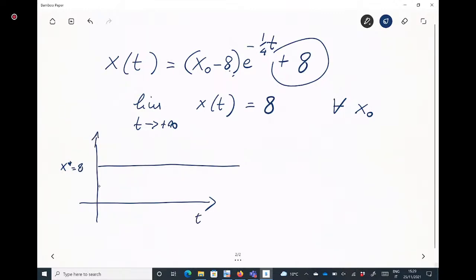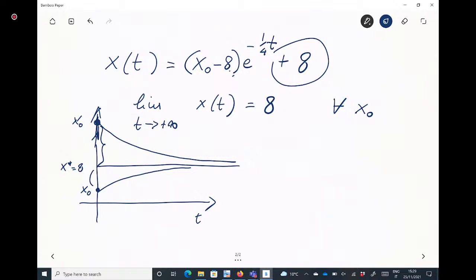Here is t. If we start from x0 here, x0 minus 8 is this negative quantity. But this negative quantity becomes small, this negative deviation becomes smaller and smaller over time. Okay? If x0 is here, a very large positive initial deviation, okay, we start here, but in the long run, this part disappears.